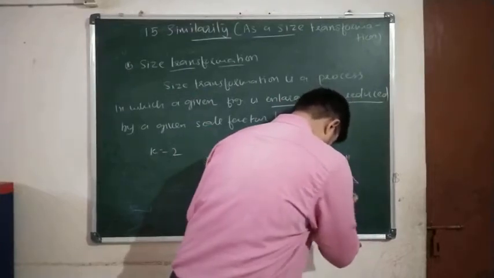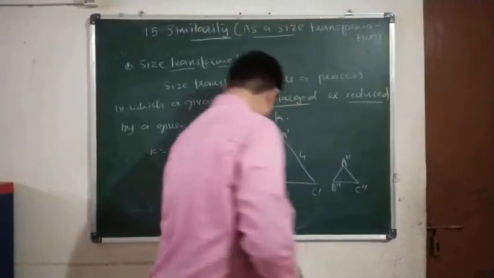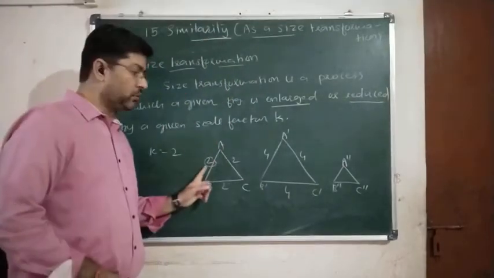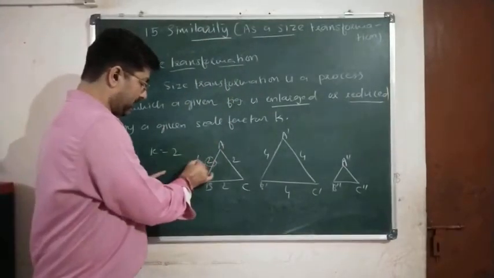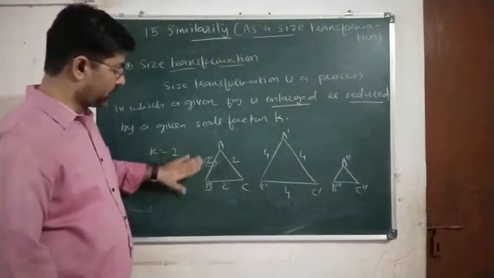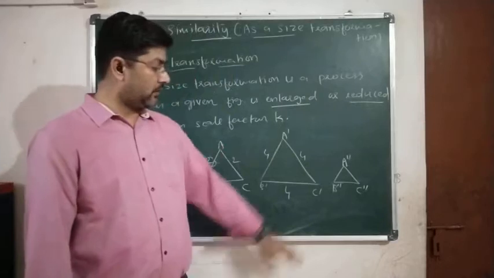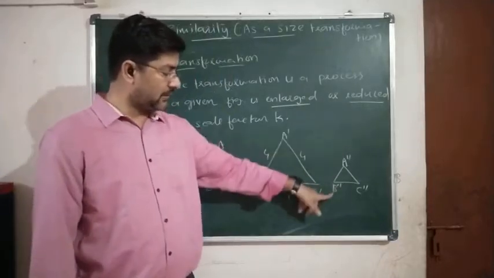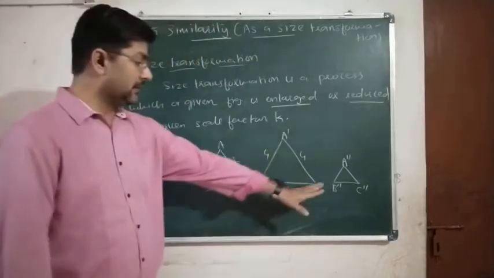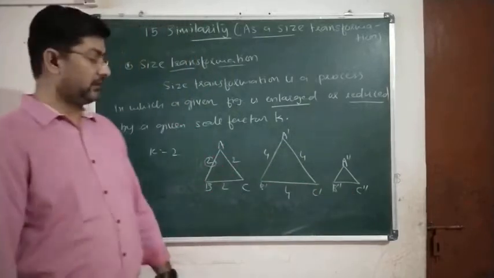A double dash, B double dash, C double dash. So AB was 2. Now if you multiply 2 by 1 by 2, you will get 1 unit, yes or no? So if you multiply each side by the scale factor 1 by 2, we are getting a new triangle A double dash, B double dash, C double dash. This is the reduced figure. Clear?